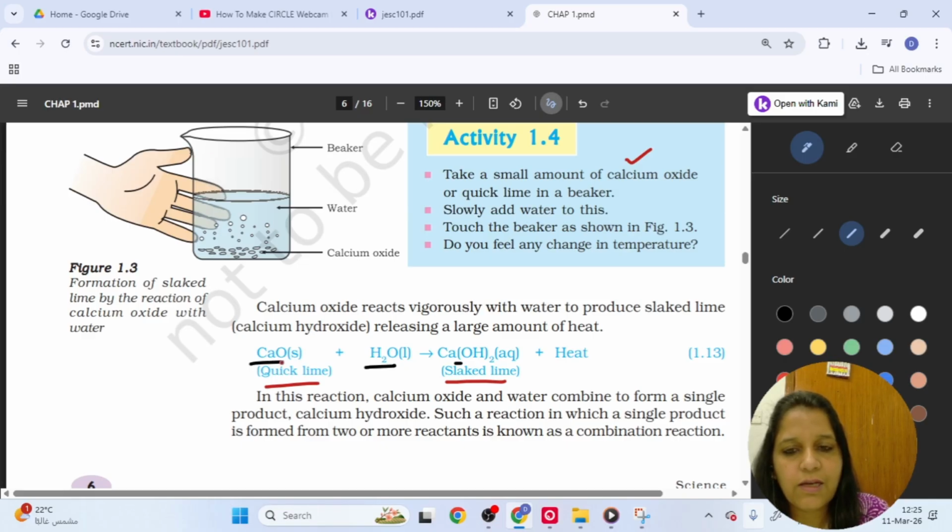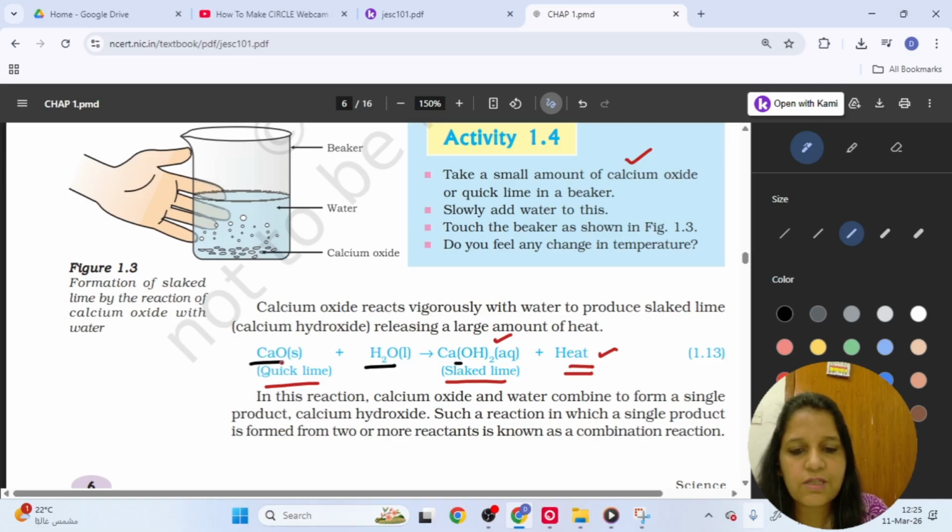The chemical name is calcium oxide and quick lime is the common name in a beaker. And when you add water to it, then what is going to be formed? Calcium hydroxide, which we also call slaked lime. So when you touch the beaker, you will feel the heat, because in this reaction the heat is released, and when heat is released in any reaction, we call it an exothermic reaction.